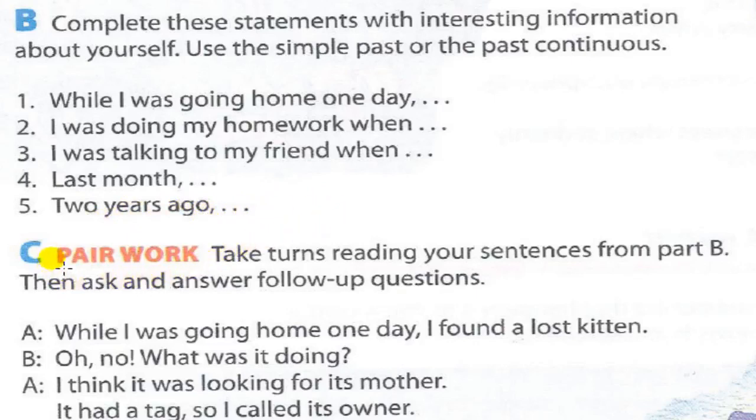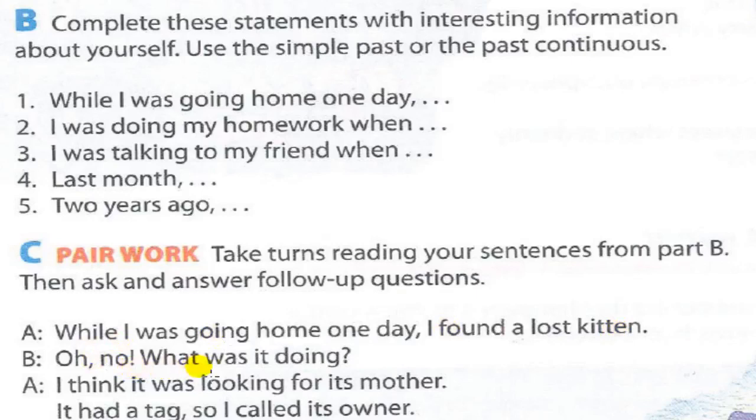C. Pair work. Take turns reading your sentences from part B. Then ask and answer follow-up questions. So you make a sentence and then your friend will make a conversation with you. This is pair work, you and your friend. Example. A: While I was going home one day, I found a lost kitten. Kitten? Kitten means a small cat, a young cat.